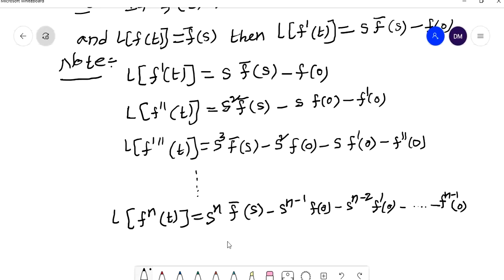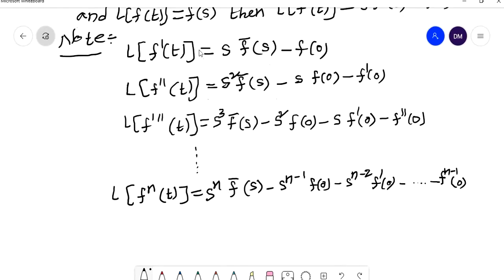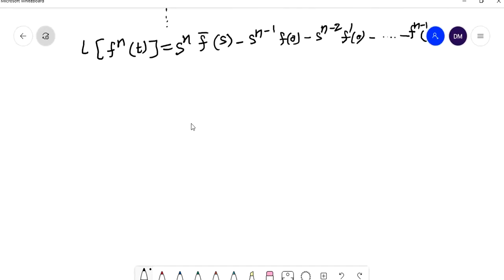Now we will see some examples on this property. What are the problems we have on the Laplace transform of derivatives? We have to see the problems on the Laplace transform of derivatives. The first problem on the Laplace transform of derivatives is given.